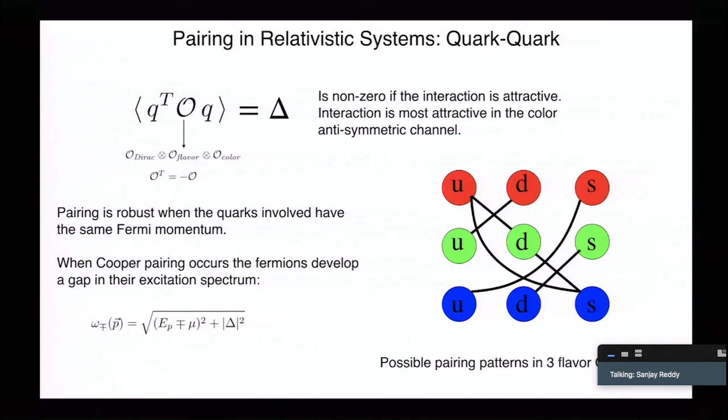Now, the other condition that you need to have pairing is to make sure that the quarks that are pairing all have the same Fermi momentum. So if the up quarks and the down quarks have the same Fermi momentum, then they can pair. If the Fermi momenta are very different, then pairing becomes difficult, and pairing is usually disfavored. So there's a competition between these two effects, the separation between Fermi levels and the pairing that's trying to force both the Fermi levels to the same energy.